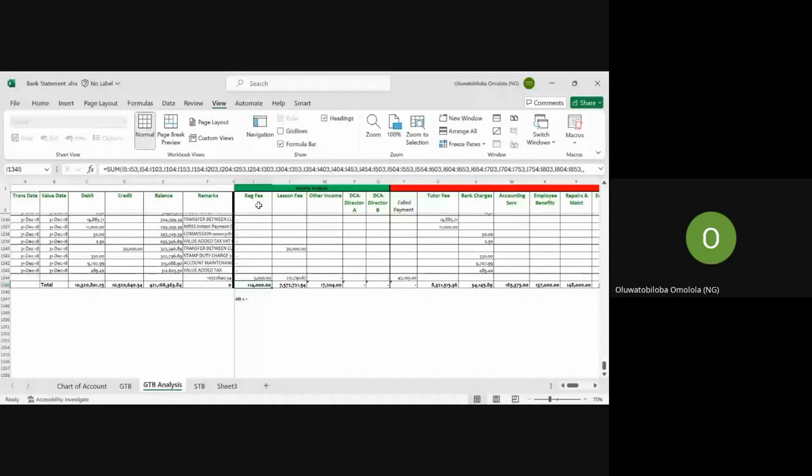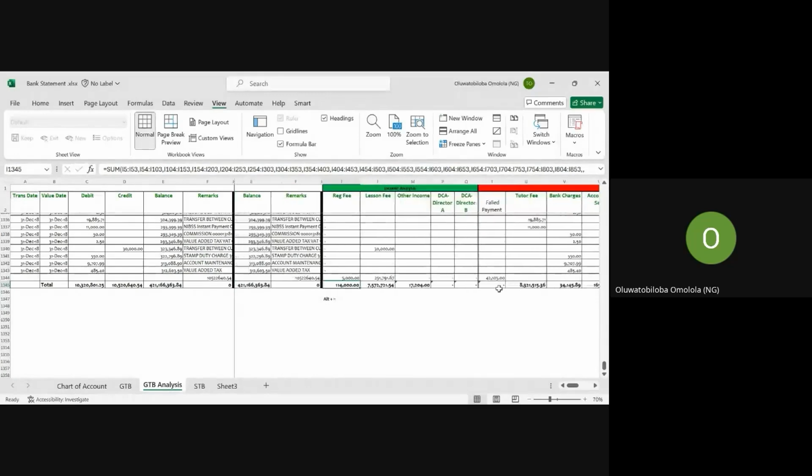Once you have summed it, what this means is that in the particular year, the total registration fee I have gotten is 104,000. The total lesson fee I have received is 7 million. Other income is income that is not lesson fee or registration fee. From the payment part, the total payment I have made is 8 million. Bank charges 34,000. Account services 165, like that.